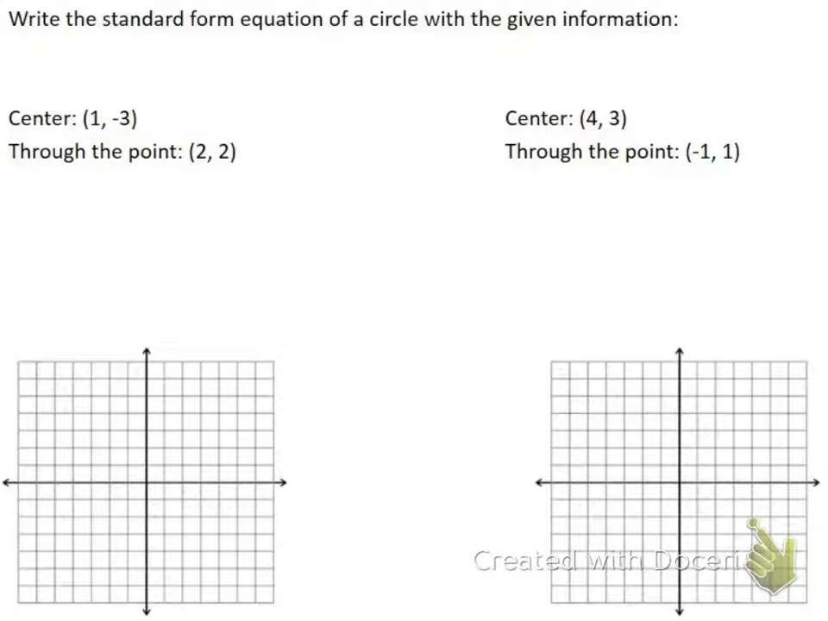What we have here is being able to graph 2 points and then write an equation of a circle that has a center and then goes through another ordered pair. We'll have to use the Pythagorean theorem here to help us find out what the radius is.